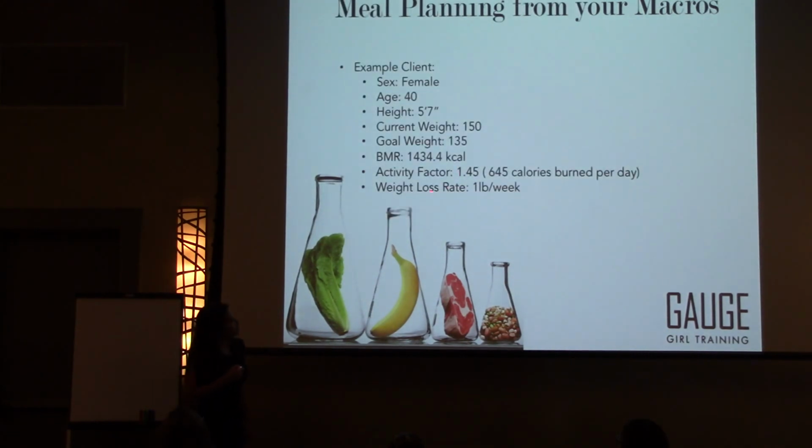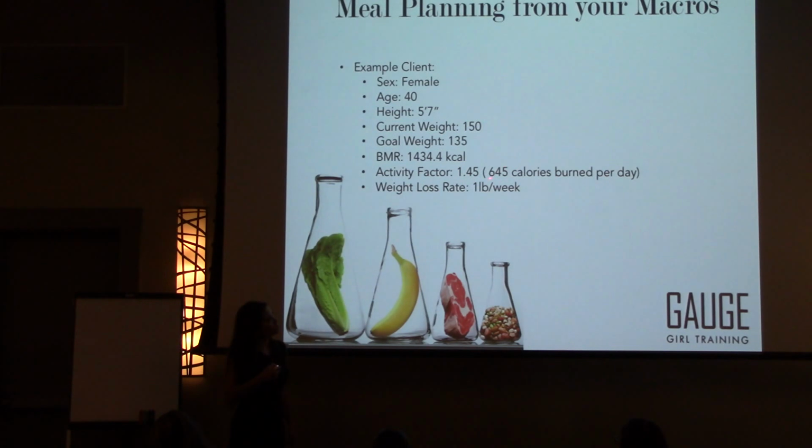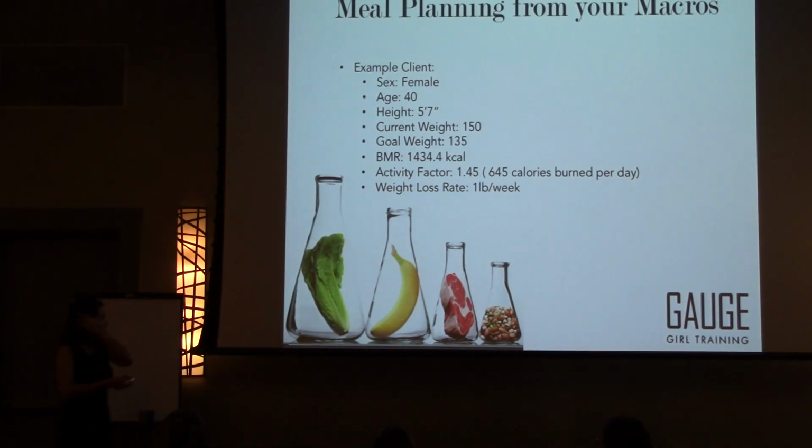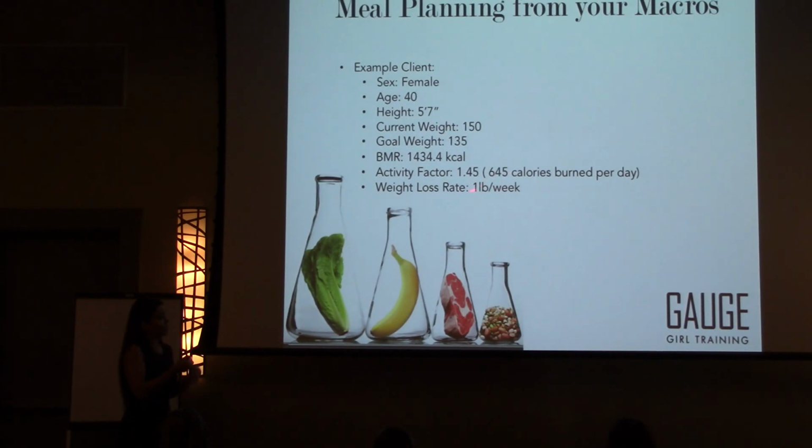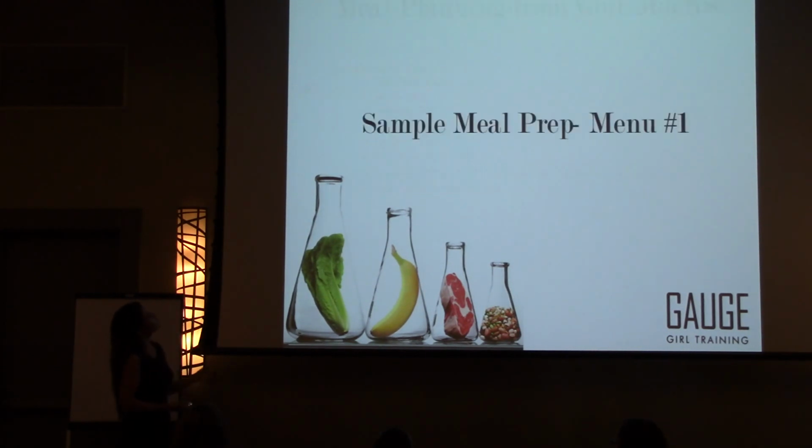So what this activity factor basically means is she's burning 645 calories per day, including all activity. That means through all of her activity, her working, her walking her dog, her cooking, her taking the groceries out of the car, 645 per day. And we are going to put her at a weight loss rate of 1 pound per week.